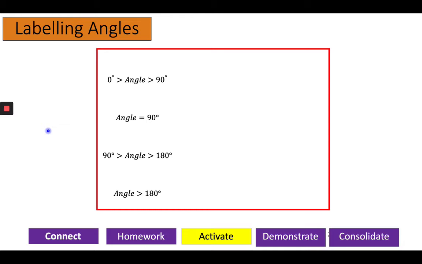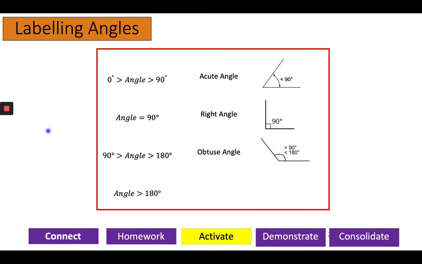Angles measuring 0 to 90 degrees are acute angles. Angles measuring exactly 90 degrees are right angles. Angles measuring between 90 to 180 degrees are obtuse angles. And angles measuring greater than 180 degrees are reflex angles.